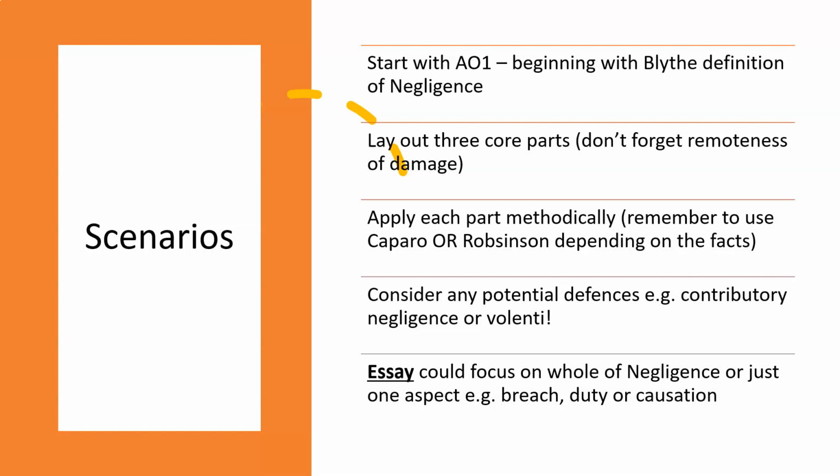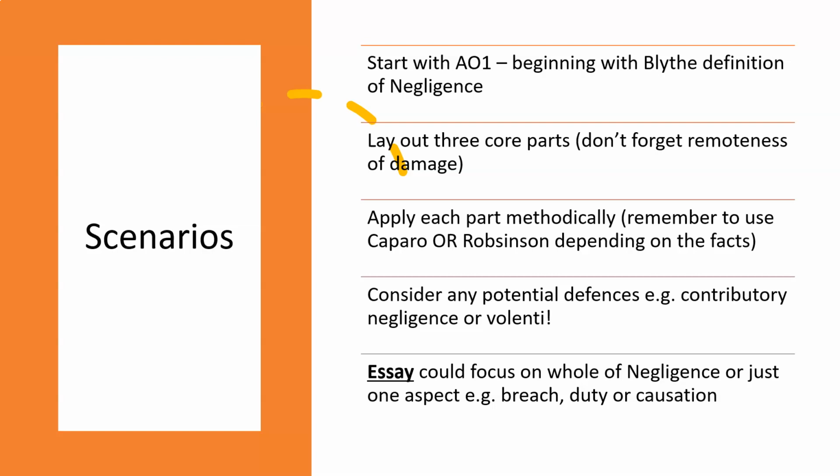It's really important you get that in, because you will most likely get a mark on the mark scheme for that. And make sure you apply each part methodically. So remember to use Caparo or Robinson depending on the facts, and that's a big new part. It's really important that you understand when to use Caparo and when to apply Robinson, and make sure you go through it really methodically, saying, for breach for instance, whether it's a professional, whether it's a child, and make sure you omit the irrelevant details as well. So make sure you don't put stuff in that's not relevant.